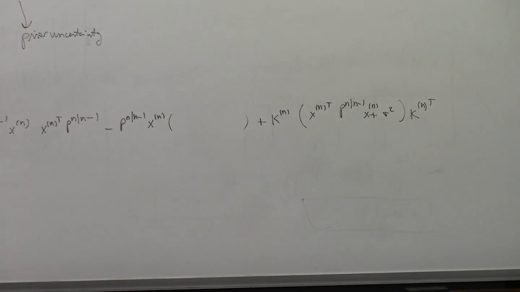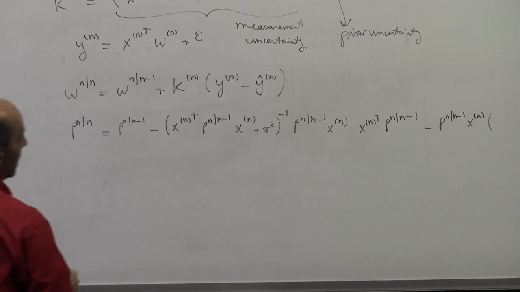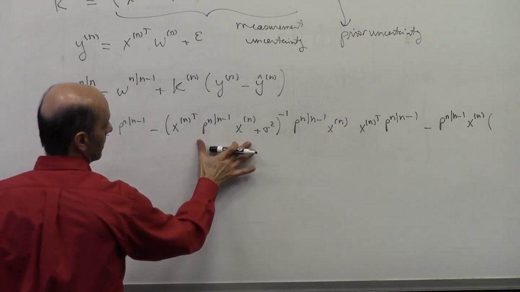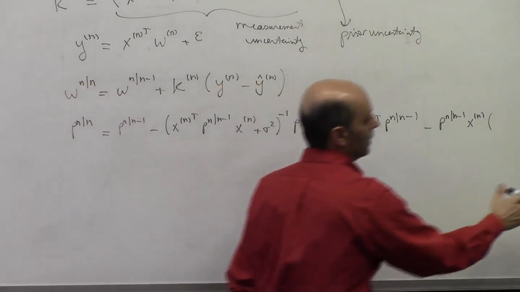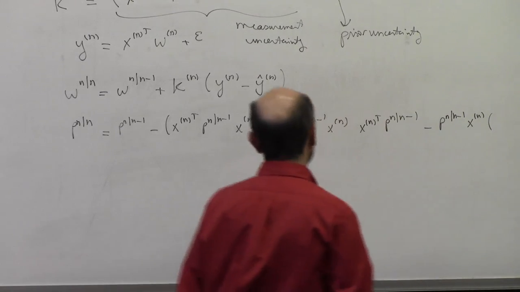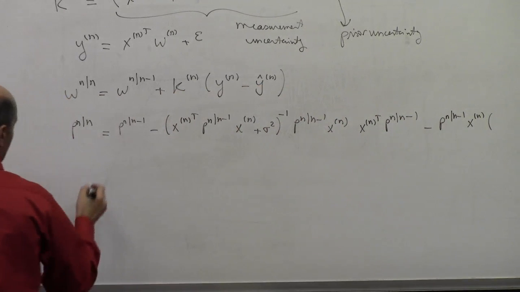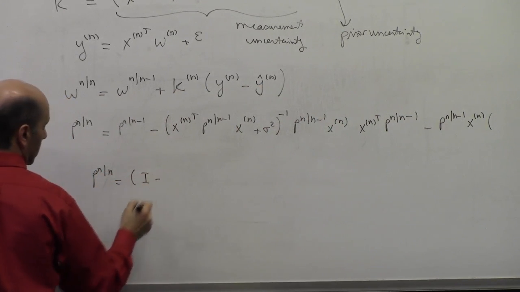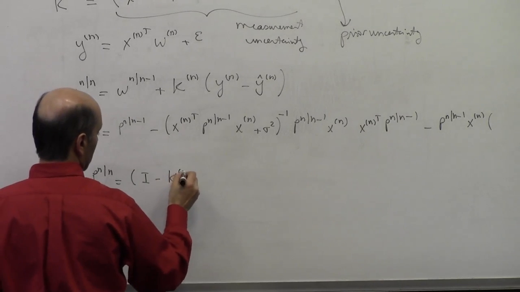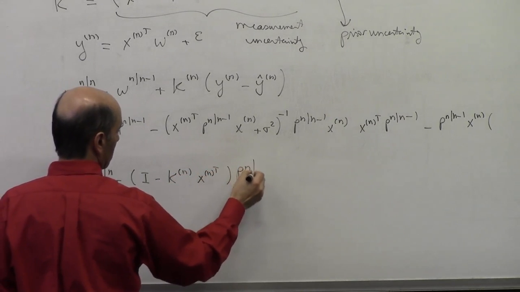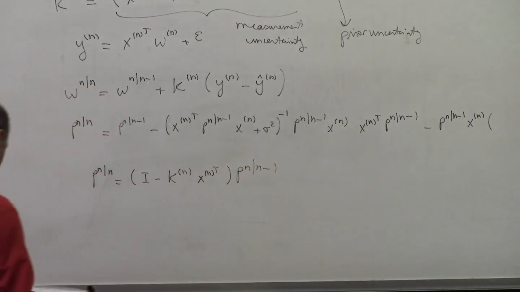So you see that basically I'm just going to plug in K of n and simplify. And it's not difficult. It's just a bunch of multiplications, and a whole lot of things cancel out. You can see it here. You see how K has this term in it? And we just have the same term here, but without the inverse. So this is going to cancel in that term. And when I do it, what I'm going to get is that P of n given n is going to be equal to identity minus K of n times X of n transpose, P of n given n minus 1.